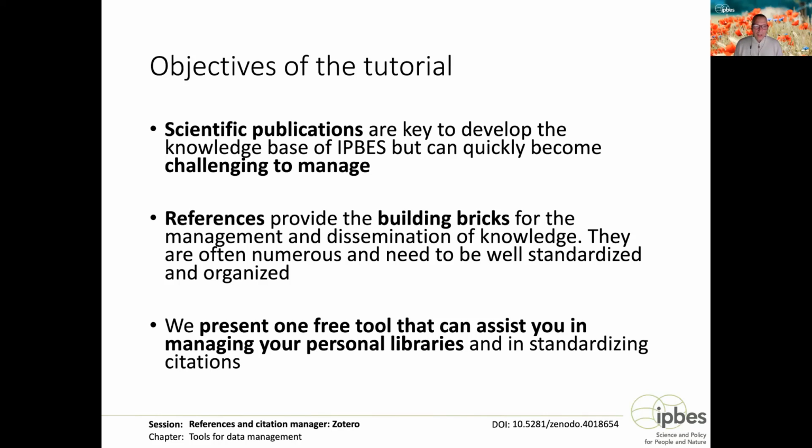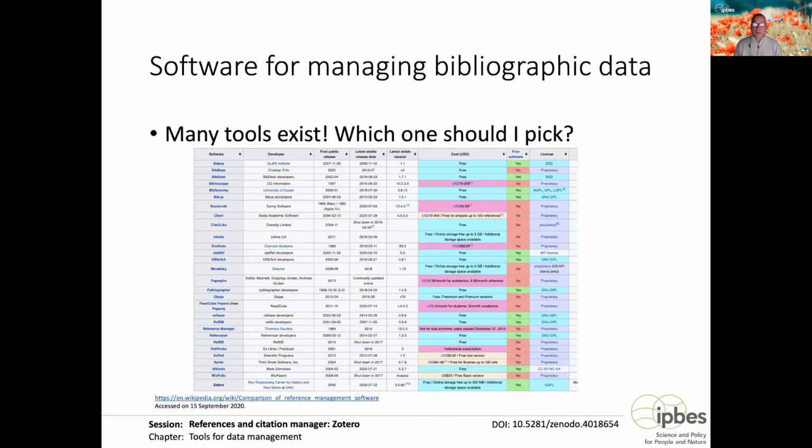So it can be challenging to manage. We need to make sure that the references are properly written and standardized as much as possible to avoid too much redundancy or confusion. References really need to be properly addressed, and these are really the building bricks for the management and dissemination of the knowledge. So here is basically the presentation about one free tool that can help you in managing not only your own libraries, but it's really about standardizing the citations for further work.